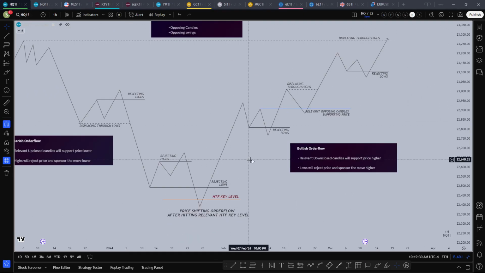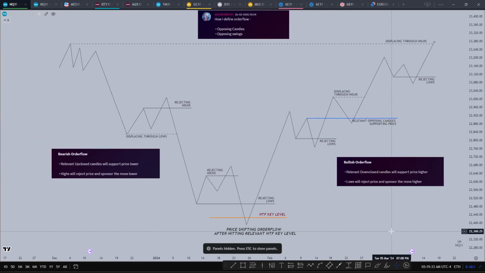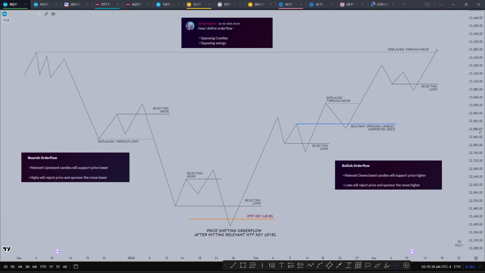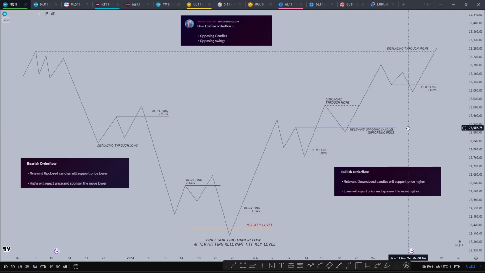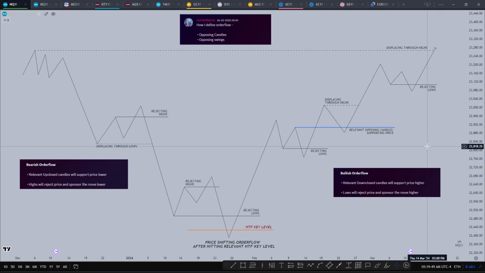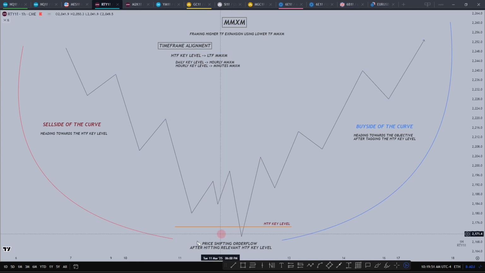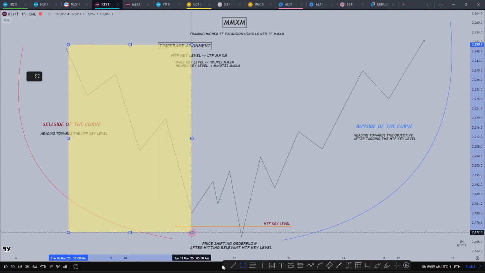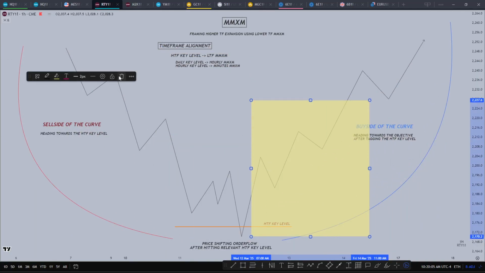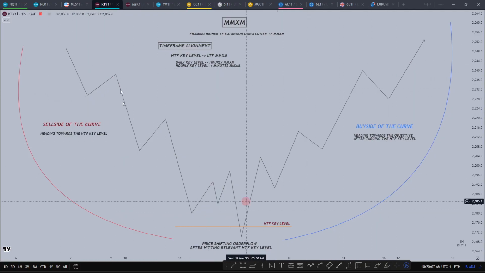Okay, now I have talked about order flow 1 or 2 times, but not in that much depth. But I will give a quick overview now. I talked about order flow here. Price was bearish here. Price shifting order flow from bearish, if bullish, to bullish. This marks the MMXM. This is MMXM.